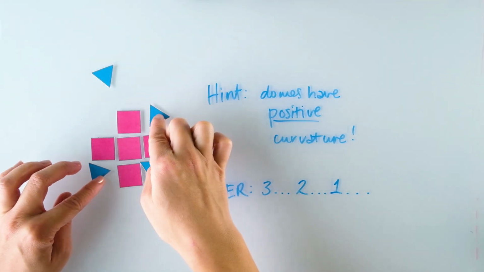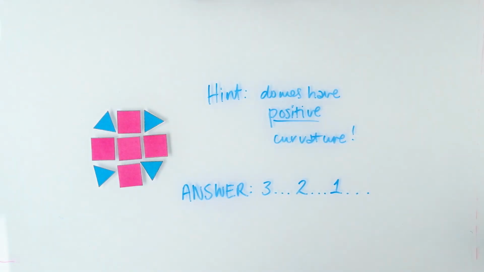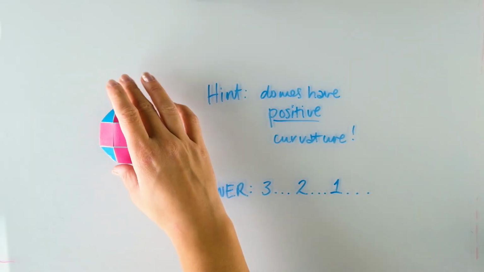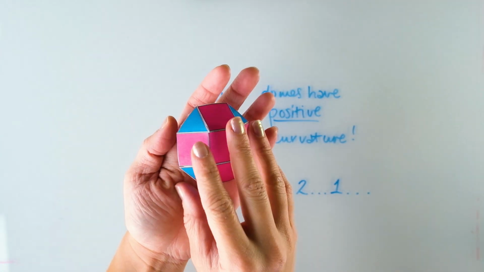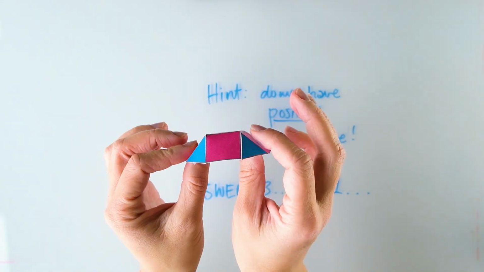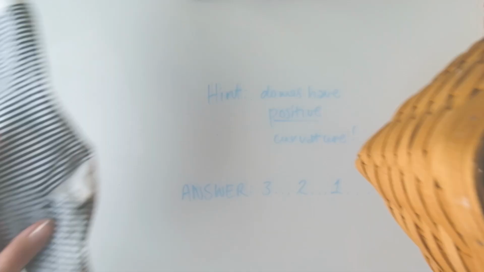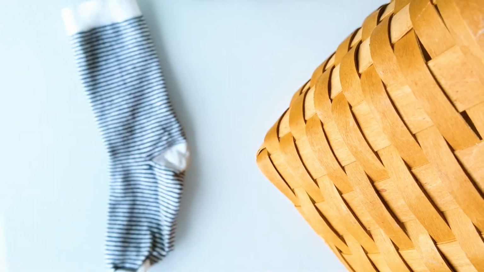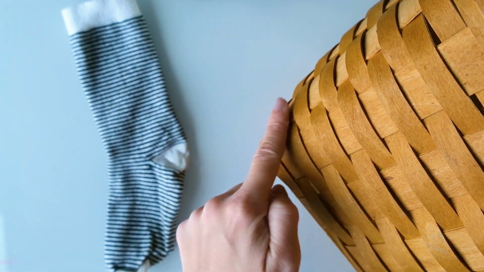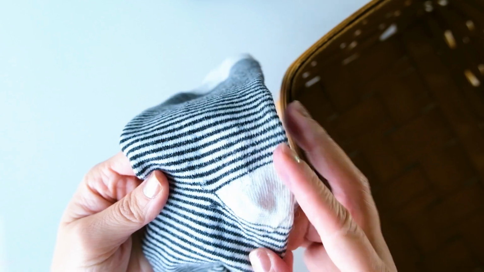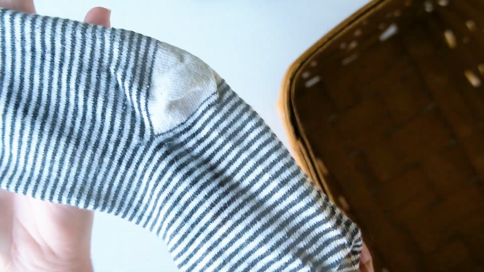I connected the squares in a plus sign and used the triangles to form 4 vertices, each with angle sums less than 360 degrees. So the overall dome shape has positive curvature. Crafters have used positive curvature for generations. That's how you can put curves into the bottom of a basket or the heel of a sock.